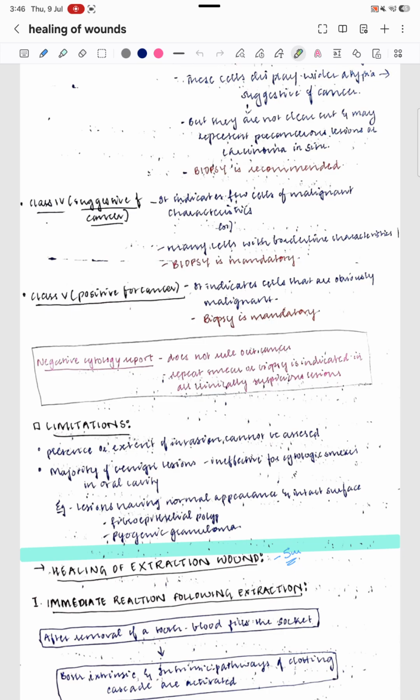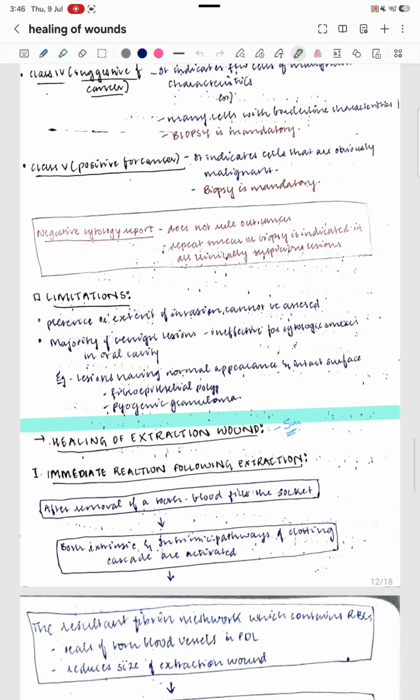Right? Now there are limitations of these. Also, a negative cytological report does not rule out malignancy. You still have to consider biopsy. Limitations: presence or extent of invasion cannot be assessed. The majority of benign lesions are ineffective for cytological smears, lesions having normal appearance and intact surface, such as fibroepithelial polyps and pyogenic granuloma.